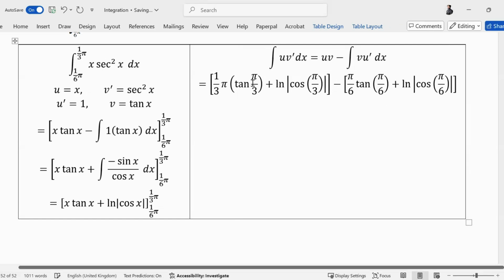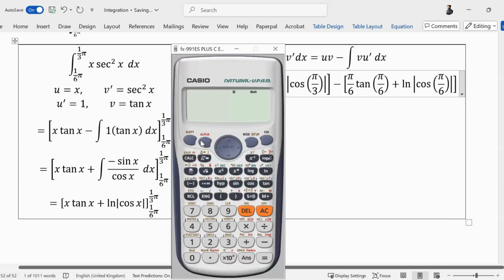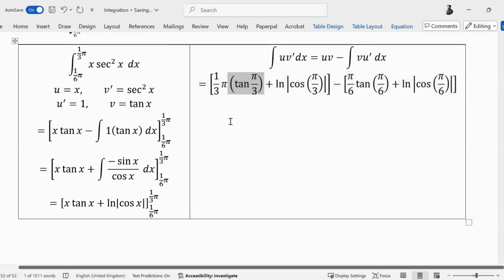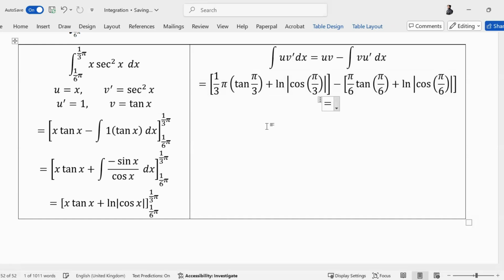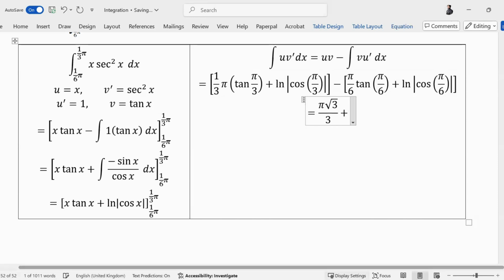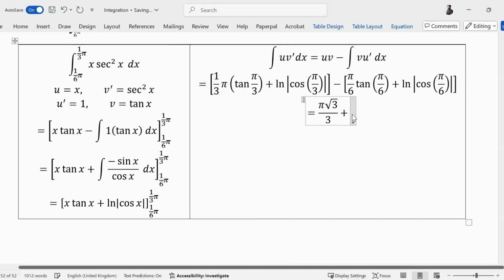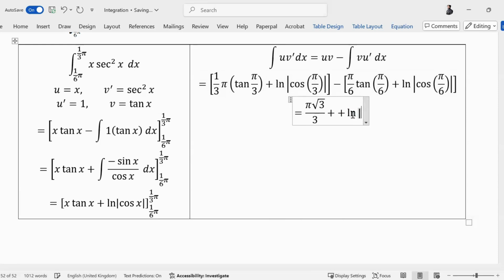tan pi by 3, just plug this in your calculator, tan of pi by 3. Calculator must be in radians, उसको check कर लेना. So when you plug in tan of pi by 3, you get under root 3, and when you multiply it by pi by 3, you get pi square root 3 upon 3. Plus, now just plug in cos of pi by 3, half. So you get ln half, या ln 0.5 भी लिख सकते हो, no worries.